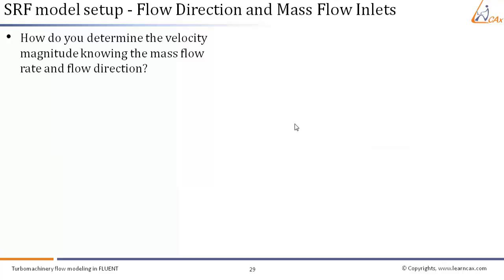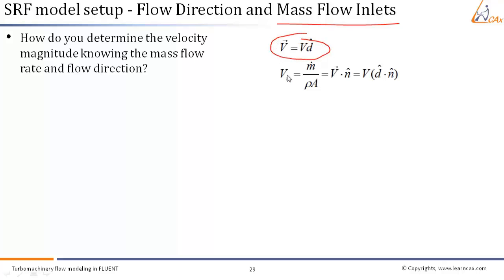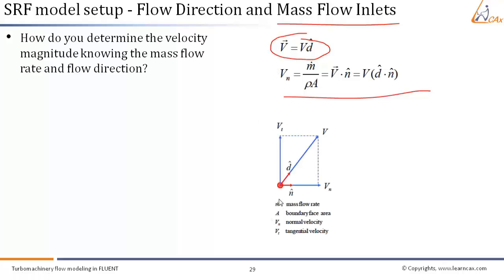Till now we have seen flow direction specifications, but how do we determine the flow magnitude knowing the mass flow rate and flow direction in case of mass flow inlet boundary conditions? For that, we have to use the velocity definition and mass flow rate definition or values in order to calculate the velocity directions. So if we know the mass flow rate, we know the area, that is the boundary face area, and we can calculate the normal velocity and tangential velocity components using those.